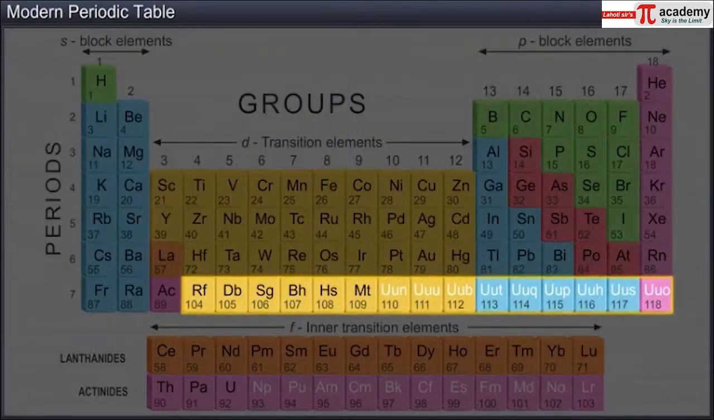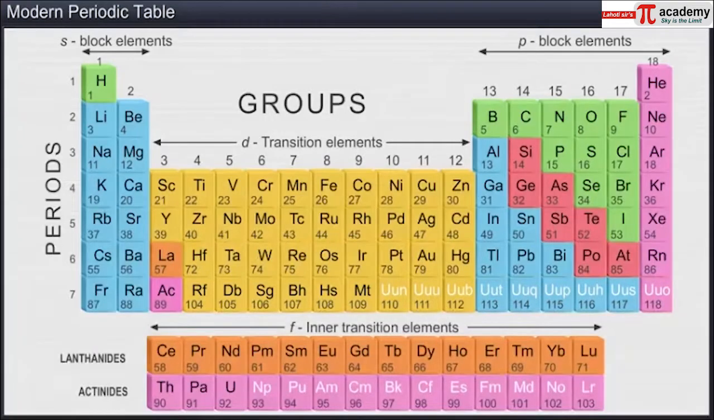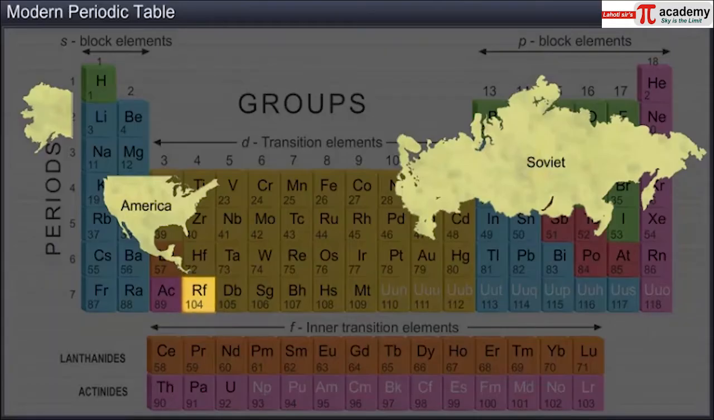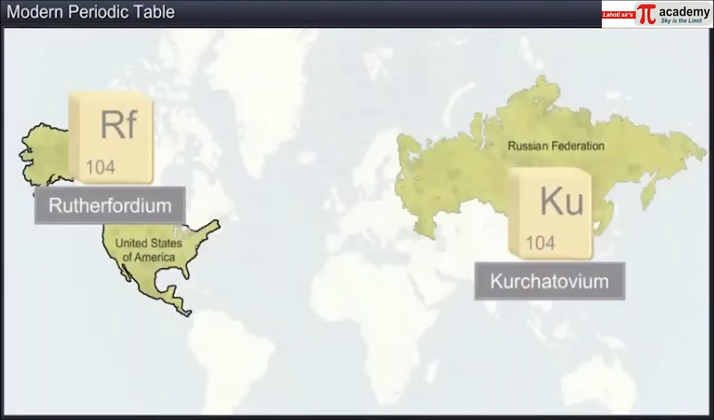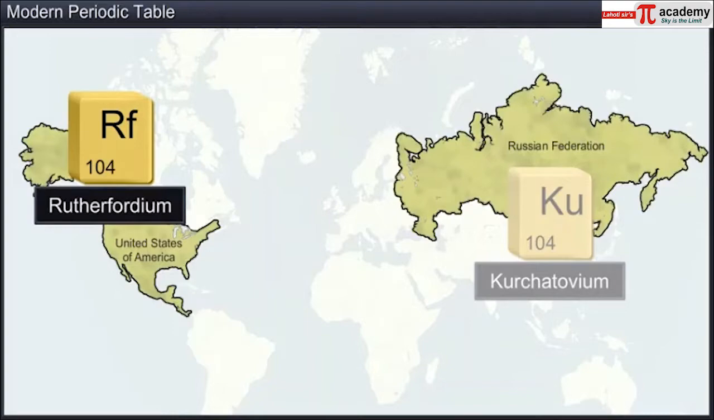However, for the elements with atomic number greater than 103, different groups began to claim credit for the discovery of the same element, causing naming controversies. For example, both American and Soviet scientists claimed credit for discovering element 104. The Americans named it rutherfordium, whereas Soviets named it kurchatovium.